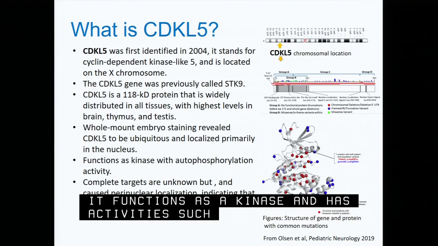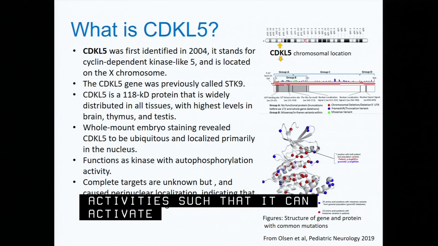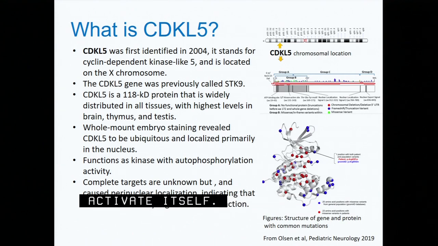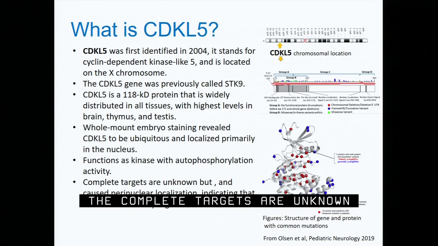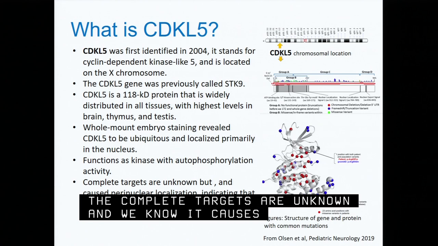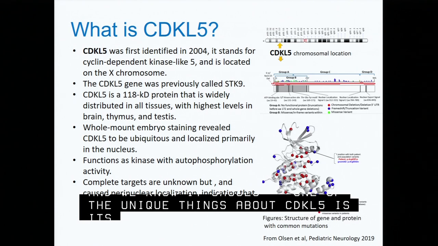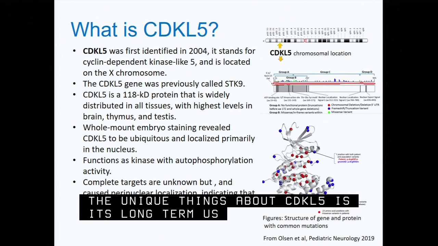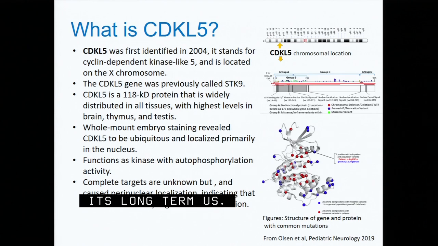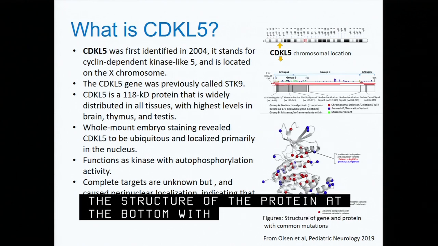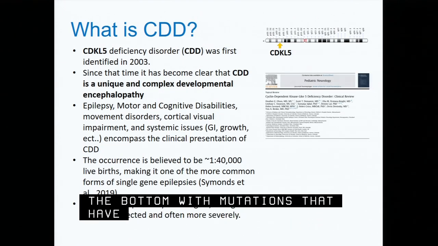The complete targets are unknown, and we know that it causes perinuclear localization, and that the C-terminus may regulate the function of CDKL5. One of the unique things about CDKL5 versus the other cyclin-dependent kinases is its long C-terminus. The bottom picture shows the structure of the protein with mutations that have been seen in patients over the last number of years. So that is CDKL5. What is CDD?